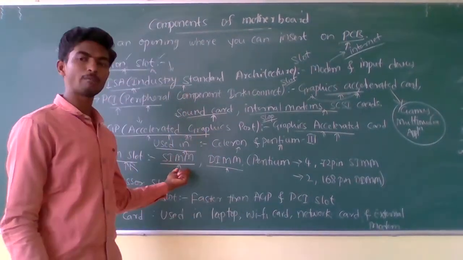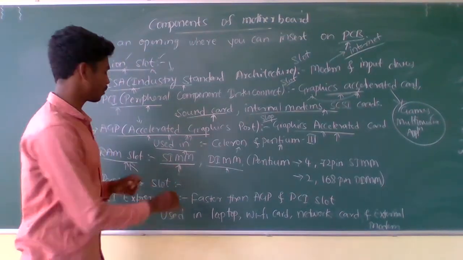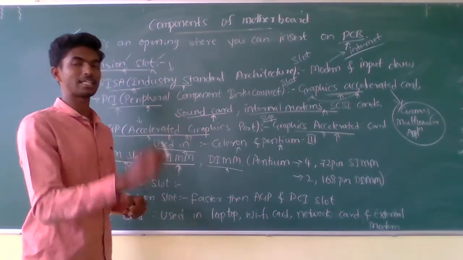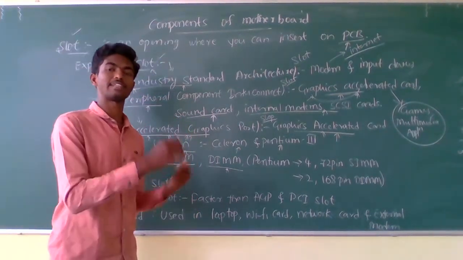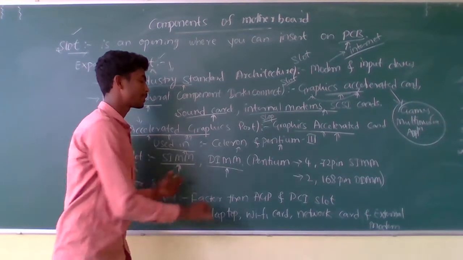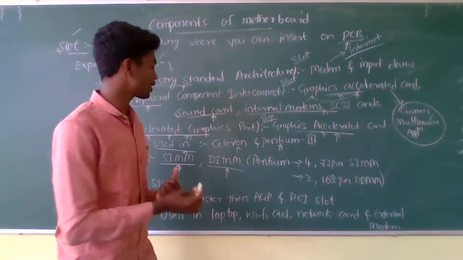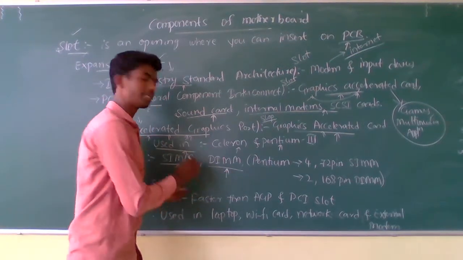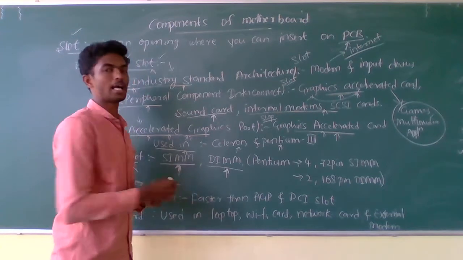In the single inline memory module, a single RAM or a single chip we can insert, and in the dual inline memory module, double RAM we can insert, and speed also increases from SIMM to DIMM.